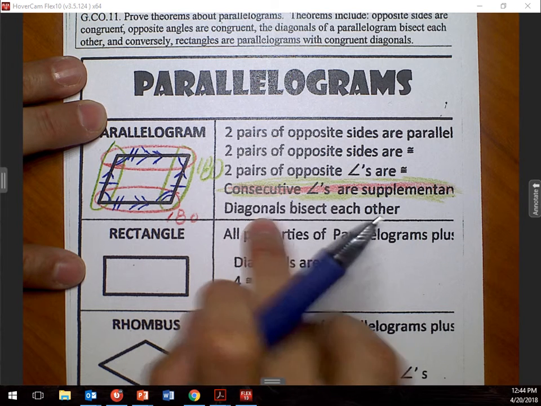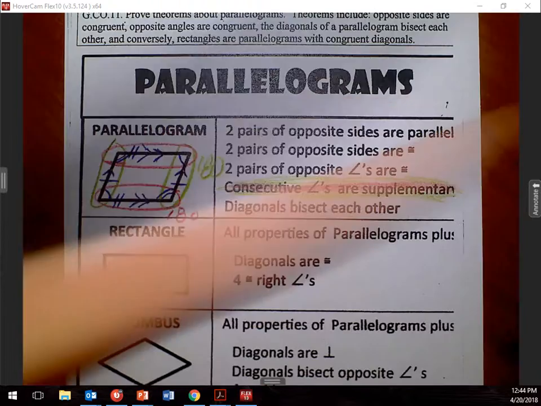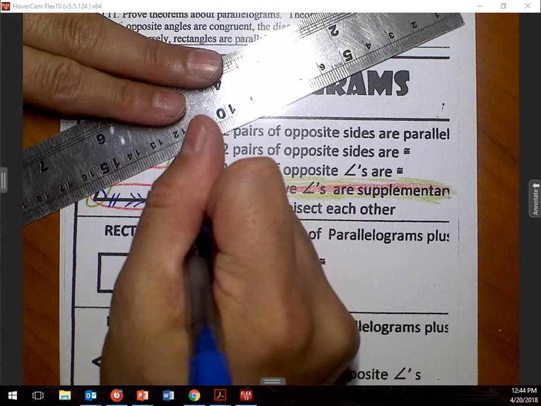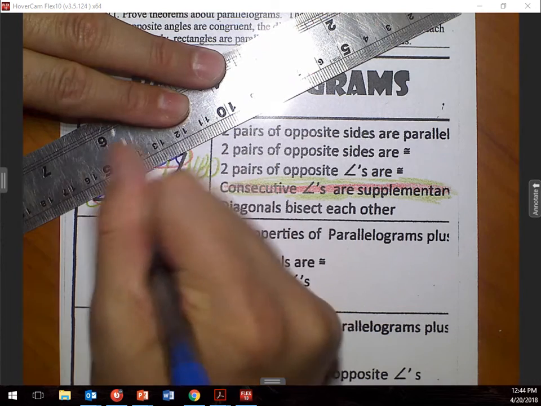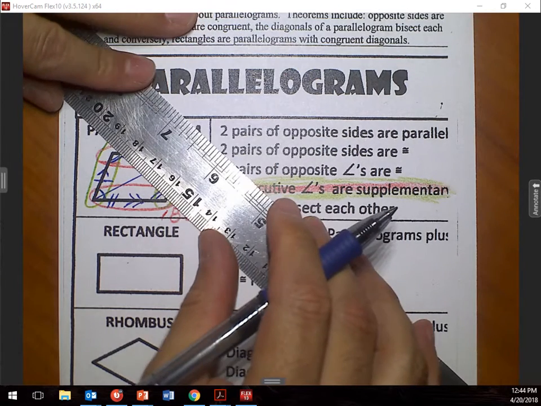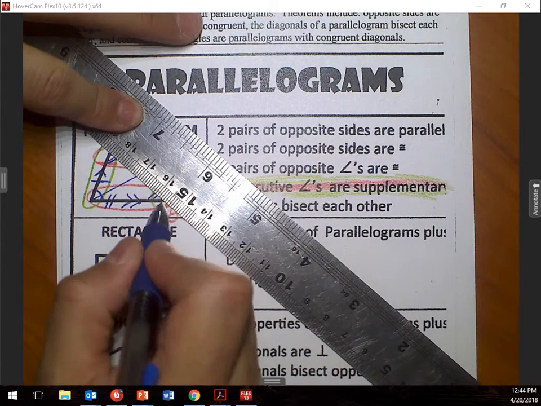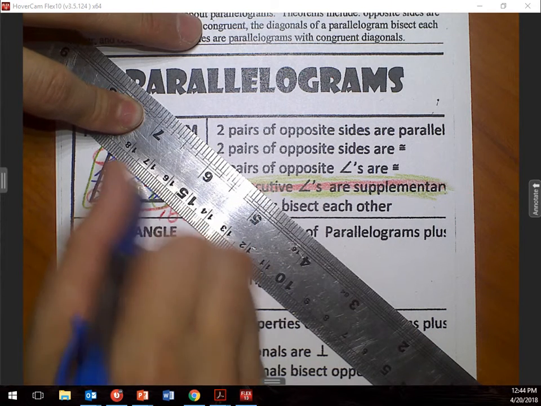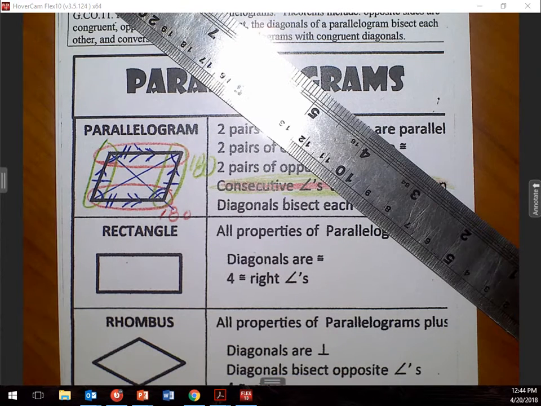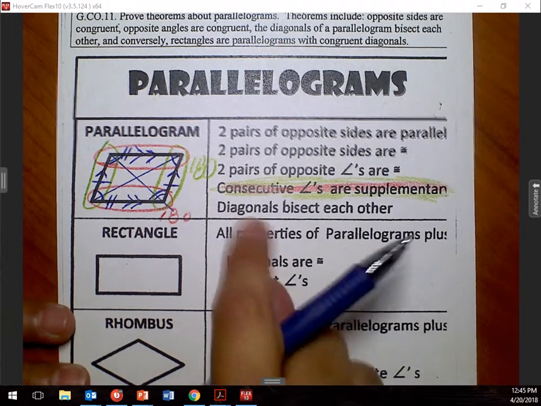Next thing is diagonals bisect each other. Class, what does bisect mean? Cut into two equal parts. That's the exact terminology. Cuts into two equal parts. So it's almost like a test question, and I'm giving you the answer beforehand. So we got that. Diagonals bisect.